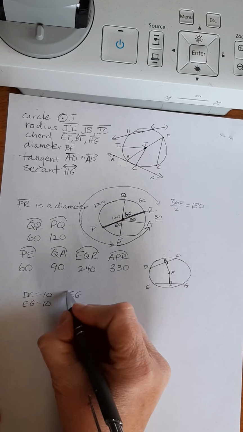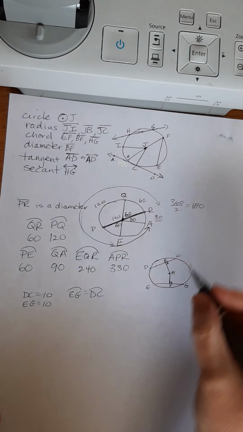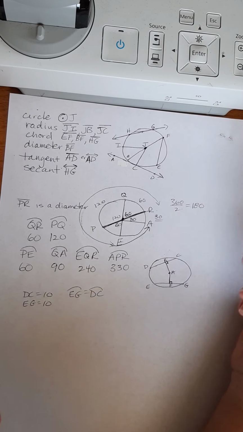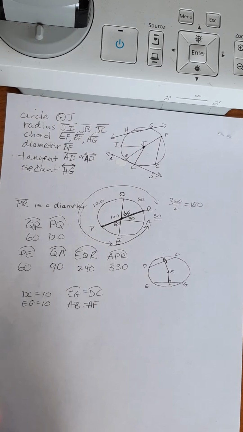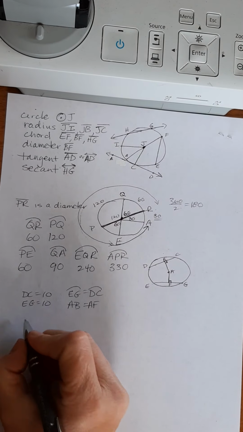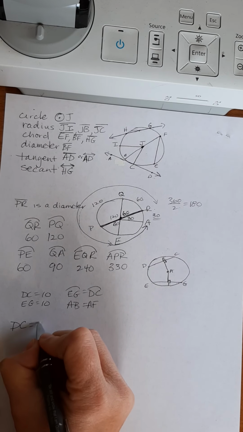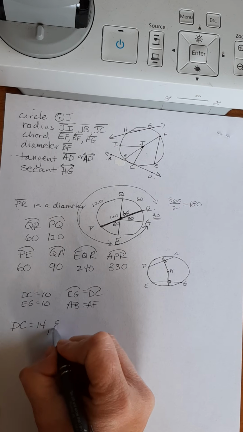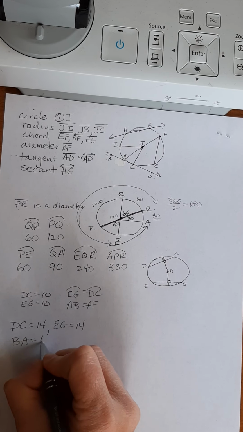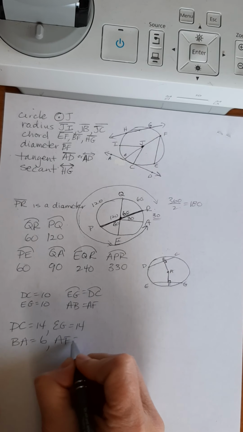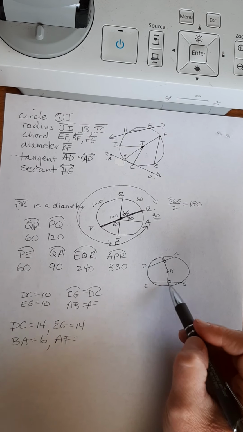So that would mean EG equals DC. But it also means that this distance equals this one. So AB equals AF. So if they gave you something like DC is 14, EG is 14, AB is 6, find AF. So 14, 14, 6, 6.